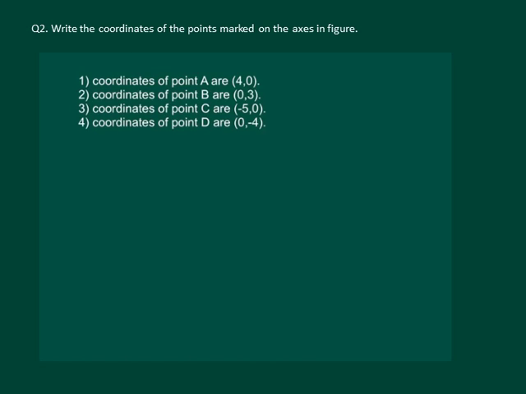In the answer we will write that coordinates of point A are 4, 0, coordinates of point B are 0, 3, coordinates of point C are -5, 0, and coordinates of point D are 0, -4.